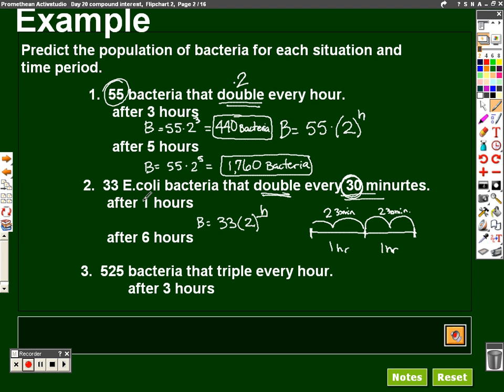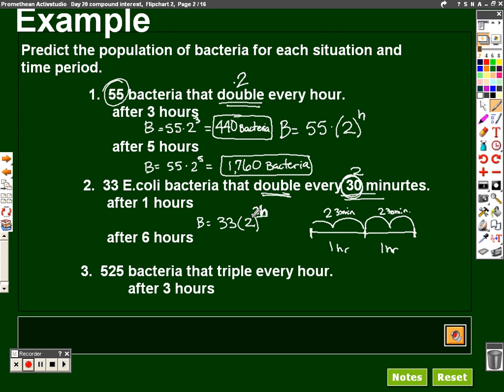And when I plug in, let's say, 1 hour, how many 30-minute periods have elapsed? It won't have only doubled once, it will have doubled twice in 1 hour. So if it's every 30 minutes, there are 2 30 minutes in every 1 hour. So instead of doubling once in 1 hour, it's going to double twice. And I need to put that to H. So after 1 hour, it will have doubled twice.